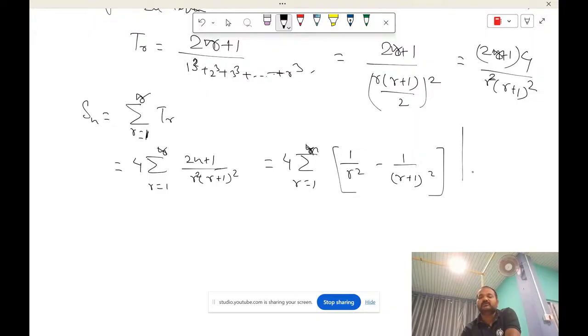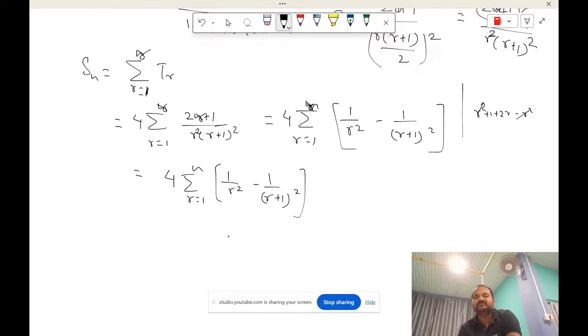Here if we take the LCM, r square plus 1 plus 2r and minus r square cancel, so it will be 2r plus 1. This is 2r plus 1. So this term can be written as the summation of r equal to 1 to n of 1 by r square minus 1 by r plus 1 whole square.